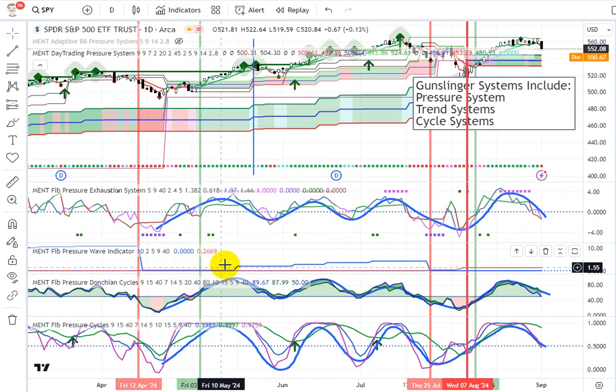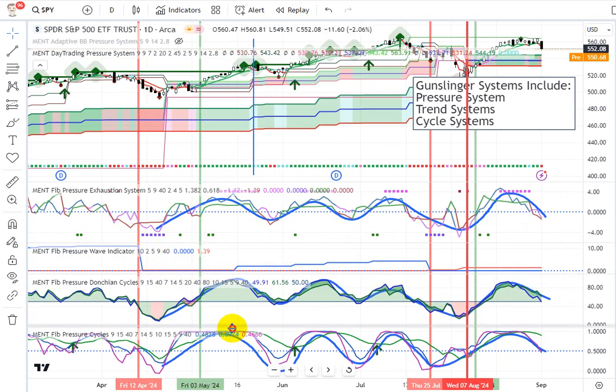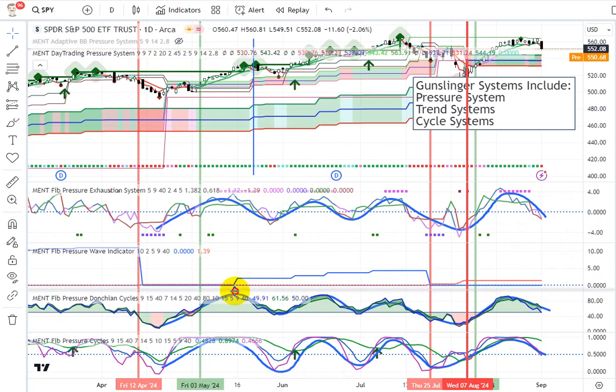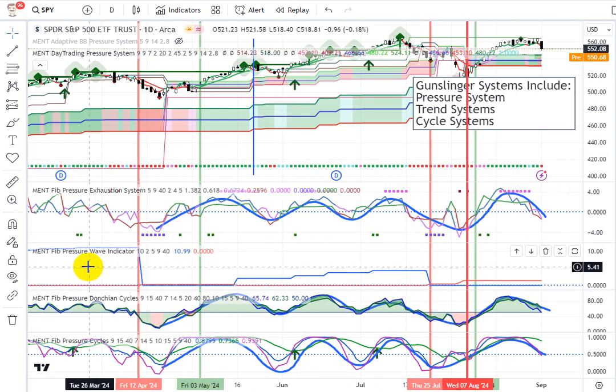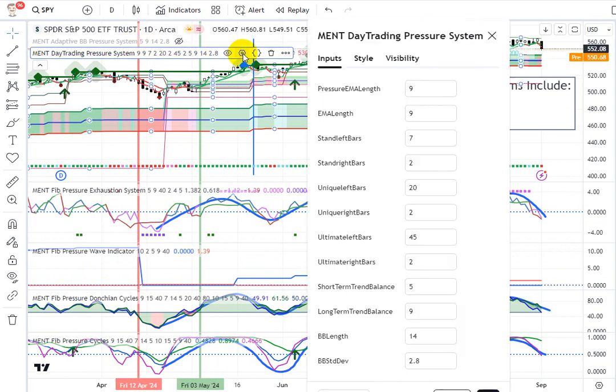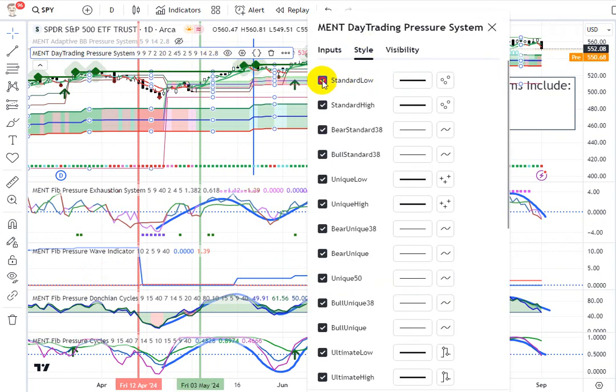Now, the trending systems here, like I said, the wave count indicator, let me show you something kind of fun with this, okay? So not only can you configure all of these, but you can turn, for example, if this is a little cluttered, you can come in here and you can turn off the standard high and low and the unique high and low levels.